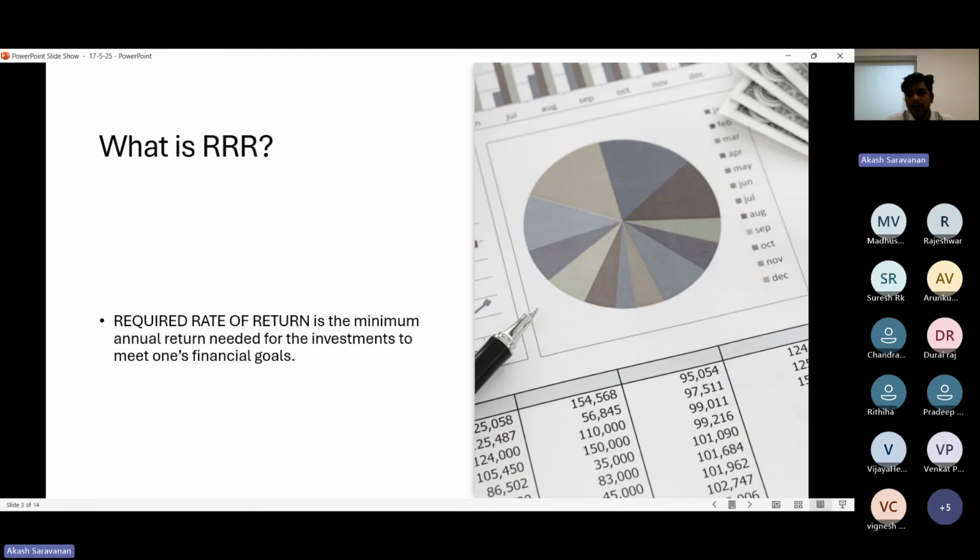So what is RRR? RRR is required rate of return. That is the minimum rate of return you need to get in order to achieve your investment goal. People who don't have a specific rate of return don't know what they'll achieve, and it's not the right thing to do.